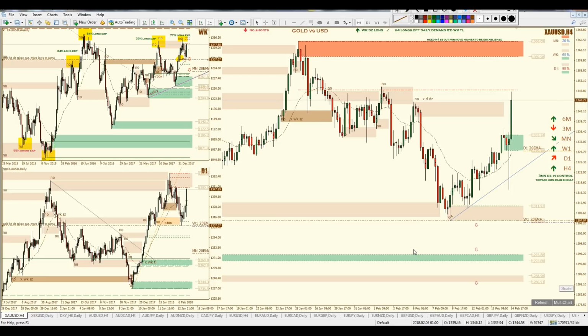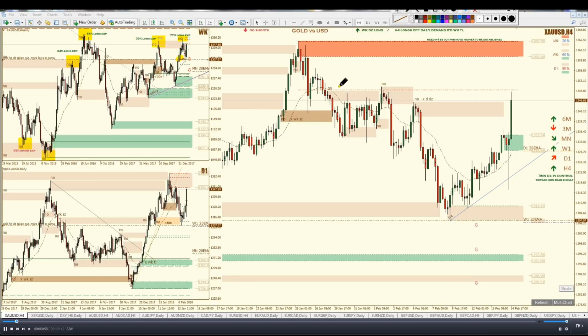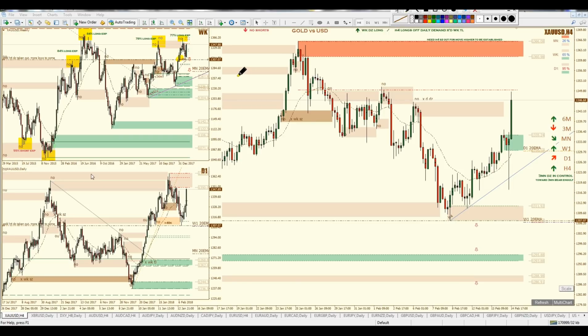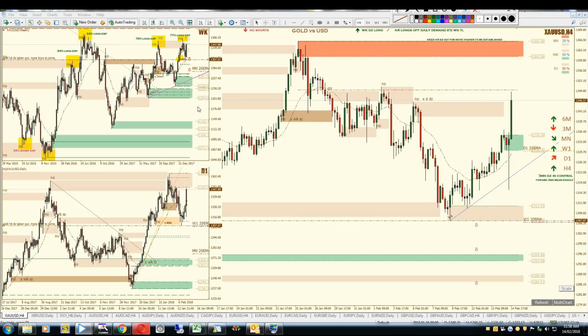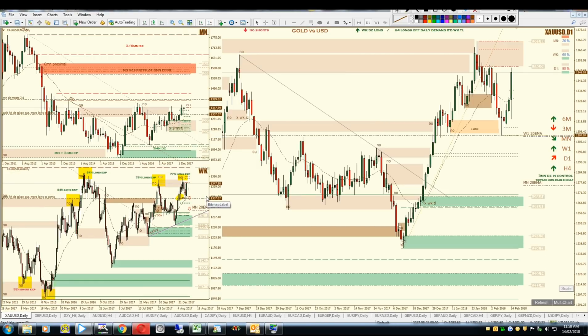All right, let's start with gold. So, what do we have here? Taking a look at the higher time frames, we have a monthly area of demand in control, so the force of price is upwards. And so we had price moving away from it, hitting this resistance area, falling back, and then testing now this weekly 20 EMA.